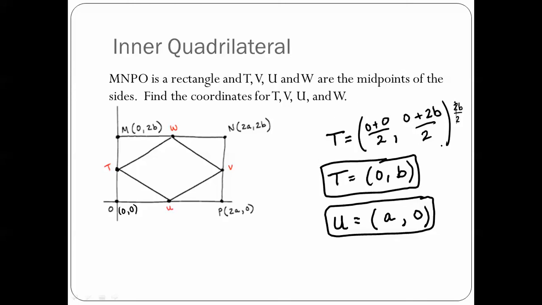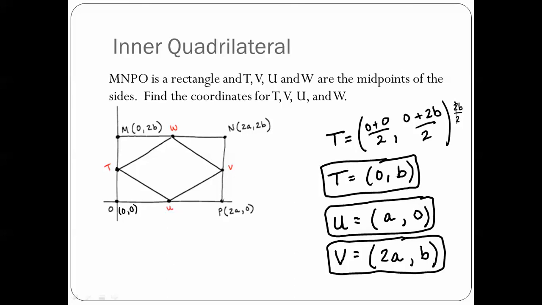Let's go to coordinate U. Alright, so to get to U, we go right, from O to P is 2a, so if this is halfway, that would be half of 2a, which is just a, and then we're not going up at all, so the y coordinate is 0.